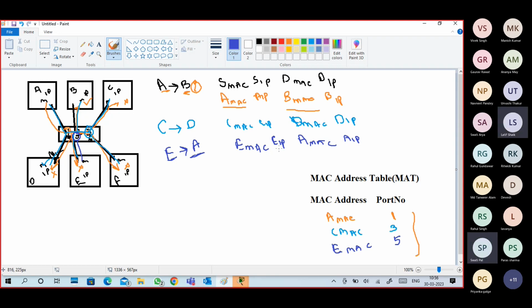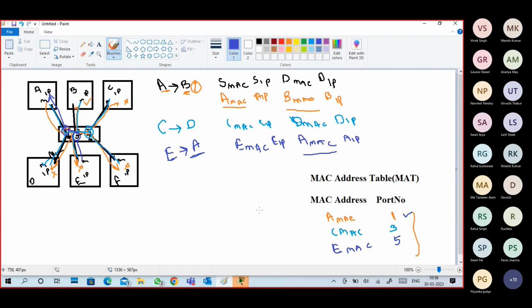Destination MAC address, A's MAC address. As per this table, A's MAC address is mapped to switch port number 1. Very good. Now it will unicast this packet to port number 1, and port number 1 is connected to A's PC. So it will go like that. So that is the use of this MAC address table.